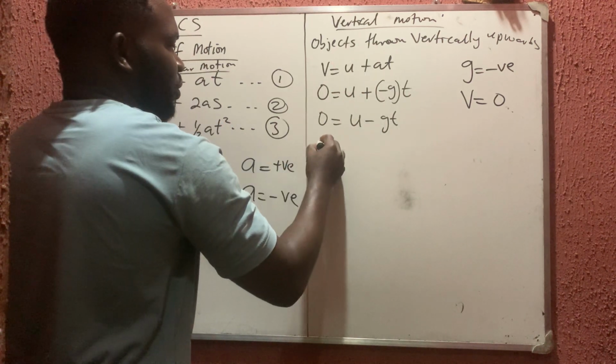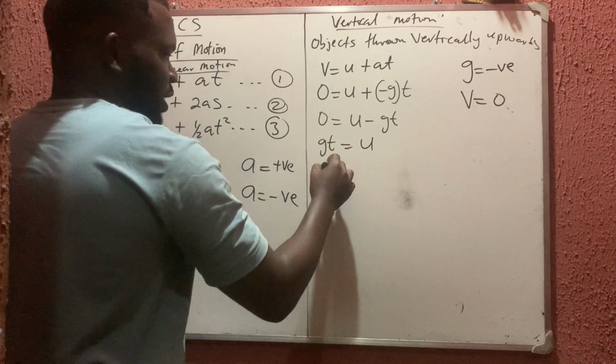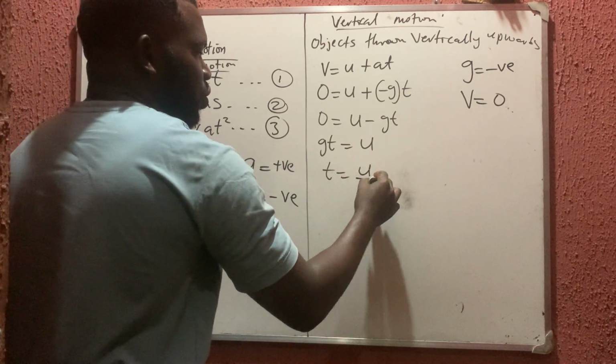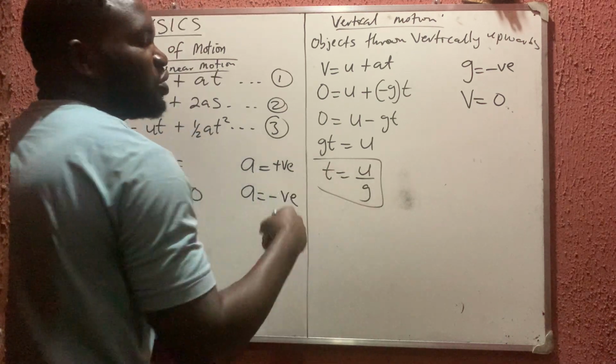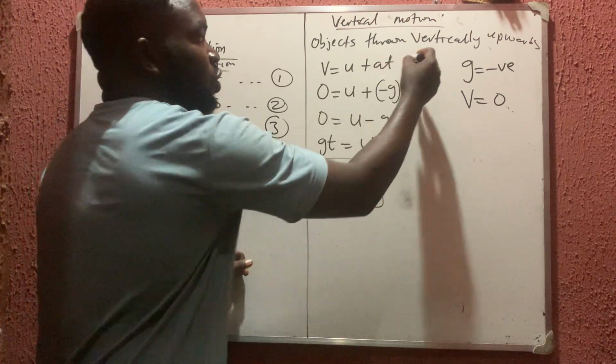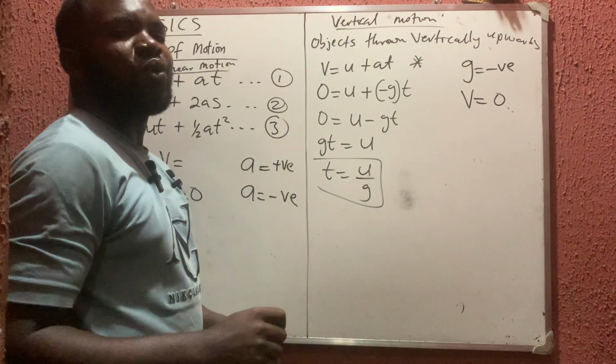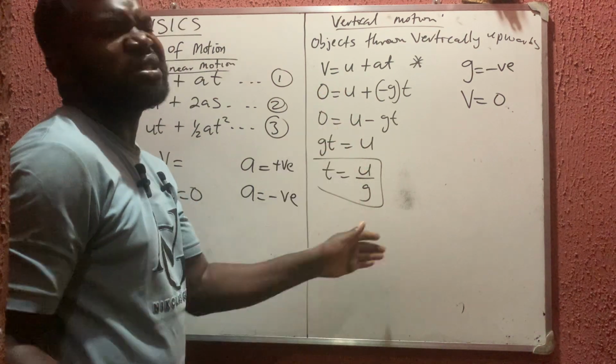Collect like terms, you now have that your gt is equal to u. Okay? Then if you're looking for t, obviously it's now u over g. Now, this formula I wrote, you don't need it. Yes, I said it. All you need is just know your equation of motion and know when you are doing retardation and when you are doing acceleration. Forget about this derivation.